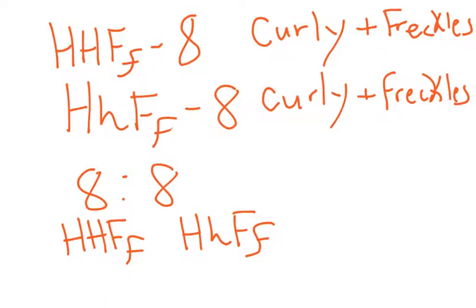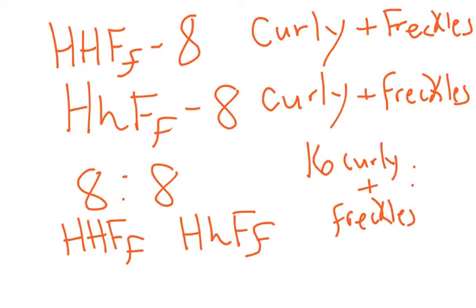So that means you would have 16 curly and freckles. So curly hair, freckles, to 0 straight. So I'm just going to abbreviate it. And no freckles.